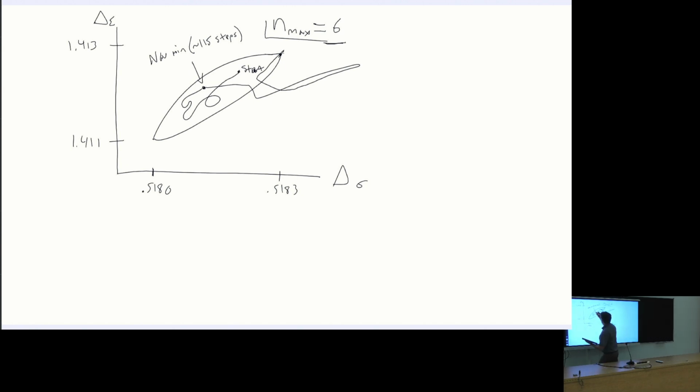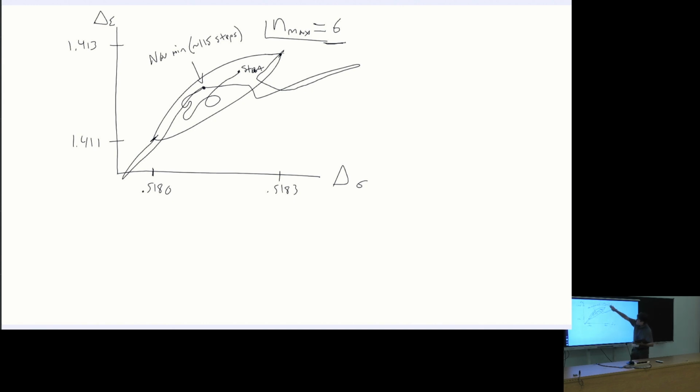And similarly for finding the minimum value of delta sigma. Okay, and at least in this example, it's small enough that we can use other methods, Delaunay searches, and so on, to map out the shape of the island and then see that the navigator is converging to the right place, the actual tips of the island.